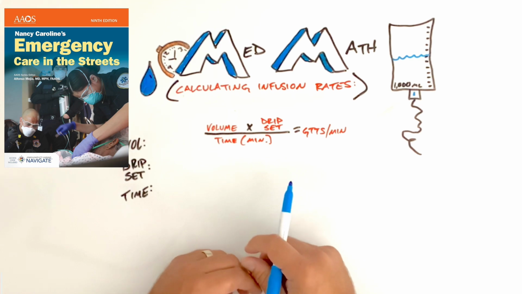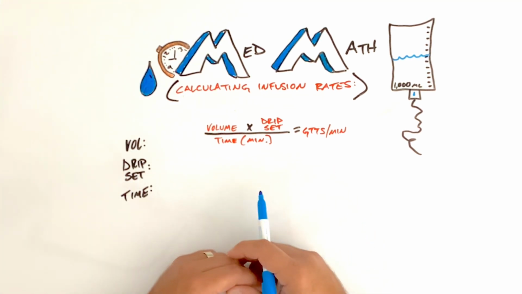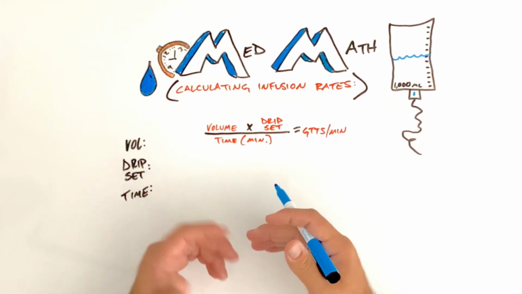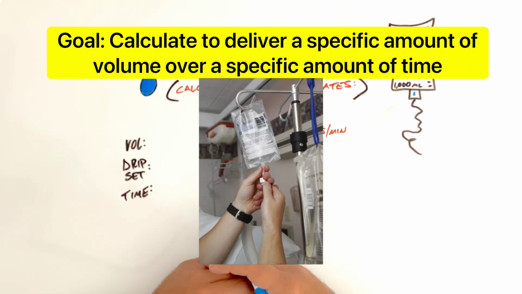Today we were talking about MedMass, specifically calculating infusion rates. What does this mean? Sometimes in the field or an ER or a clinic or a facility, we're not just going to give a patient a certain dose of medication or a tablet or push something through a syringe into an IV to deliver that medication. Sometimes we have to deliver a specific volume over a specific amount of time.